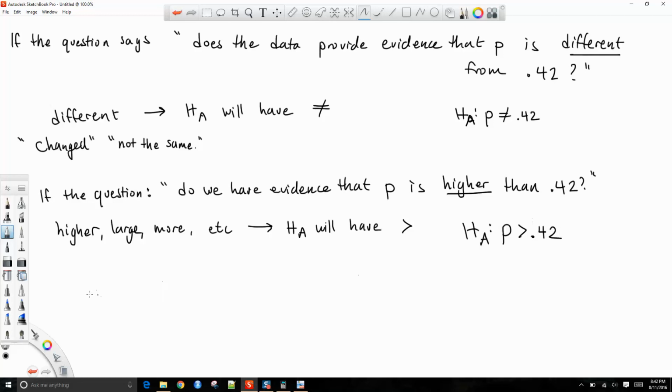Okay, similarly, smaller, less, lower, etc. The alternative will have a less than sign. Okay. So depending, we'll do an example later, and we'll be able to decide what our null and alternative hypotheses should be. Okay? So step 1, figuring out your hypotheses.